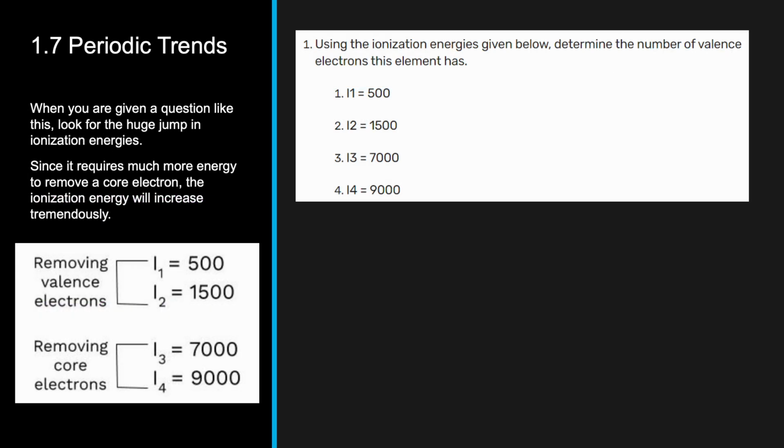So let's talk about ionization energies that can be given to you on the AP exam. So this is an example problem. It says using the ionization energies given below, determine the number of valence electrons this element has.